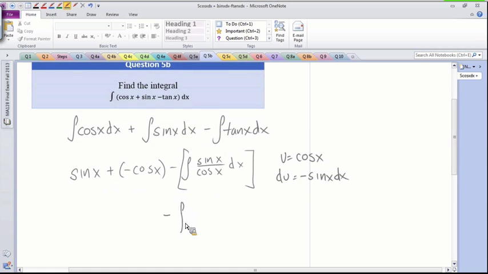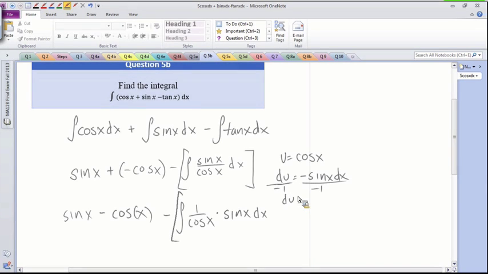I'll rewrite my integral. Well, let's clean this up. I'll subtract my cosine, make this minus cosine x. I'll rewrite my integral as 1 over cosine x times sine x dx. Now I want to replace sine x dx with du, but I can't because it's negative. So I'll divide both sides by negative 1. In that case, negative du is equal to sine x dx.